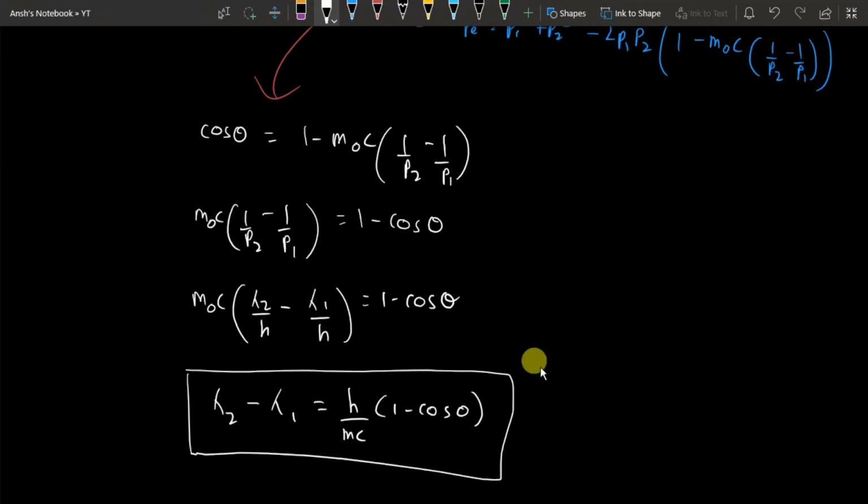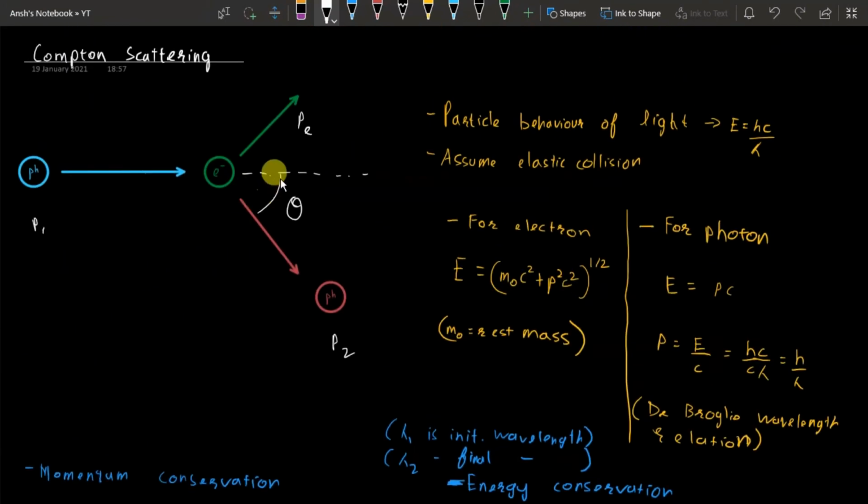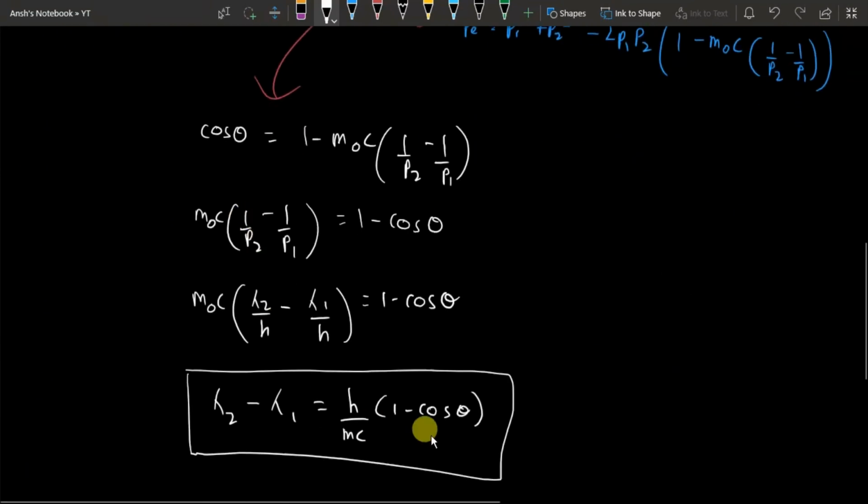And we can see that this wavelength shift is dependent on the theta of the photon scattering. So the higher the theta, or the higher the angle at which the photon is scattered when it interacts with the electron, the higher the wavelength shift. So as theta increases, this term will increase, and the wavelength shift will also become larger. So let's get a graph here and we'll roughly see what this phenomenon looks like.